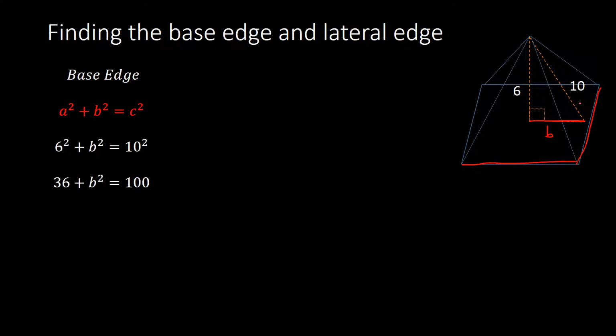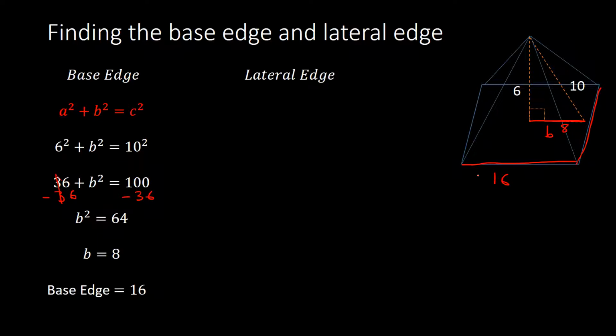We get 36 plus b squared equals 100. We can solve for b by subtracting 36 from both sides. So now we have b squared equals 64. Take the square root of both sides. We have b equals the square root of 64, which gives me 8. So this length is 8, which means the entire base edge would be 16.